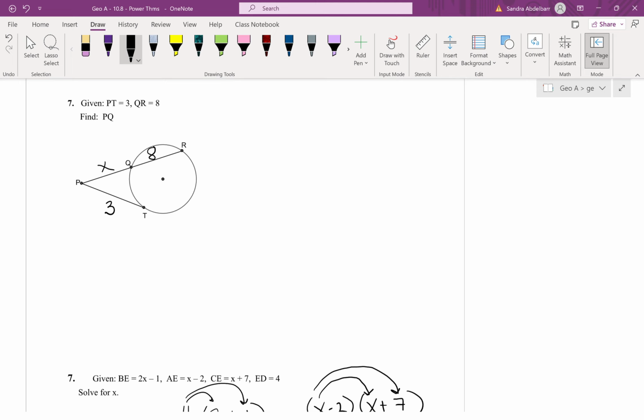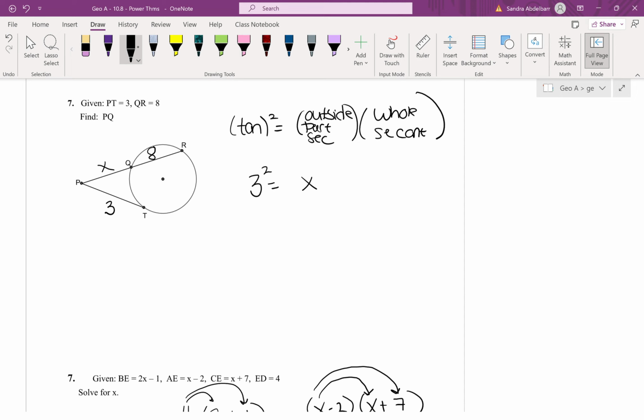Does anybody want another minute to finish this before we go over it? Raise your hand if you need another minute. Okay, what kind of power theorem are we dealing with this time? What is this called? Good, this is the secant tangent. So remember, it's the tangent squared equals outside part of secant times the whole secant. So our tangent is 3. So 3 squared equals our outside part, which is x. What is our whole secant? Our whole secant's not 8. Good. Our whole secant is x plus 8.